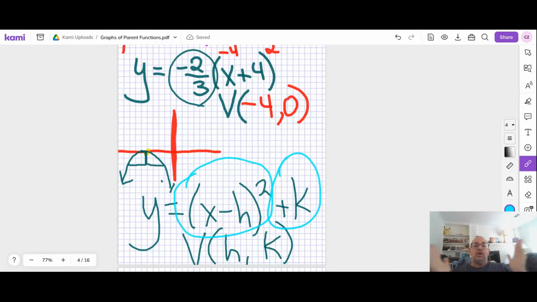But this is graphing parabolas in vertex form. Notice it tells you the vertex. It doesn't tell you anything but that. But if you know where the vertex is, then you can figure out where the other zeros are, and you can do a little bit of math from there.